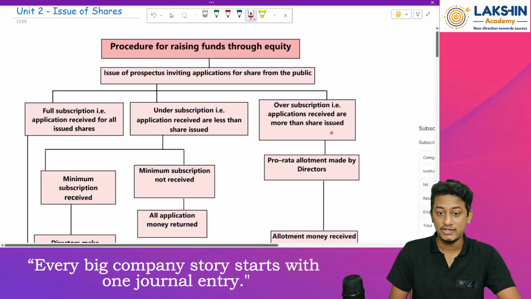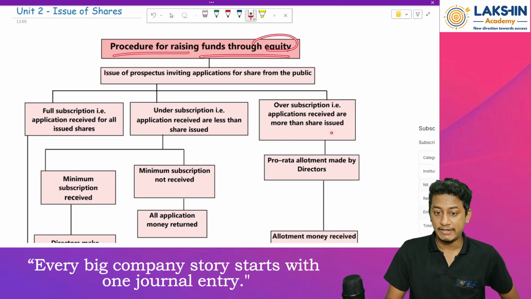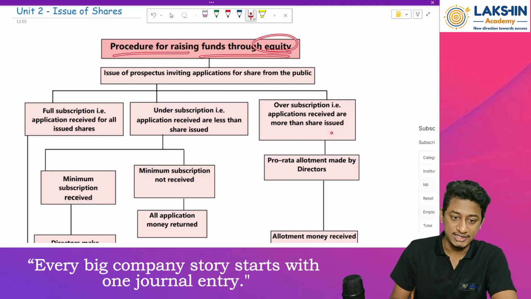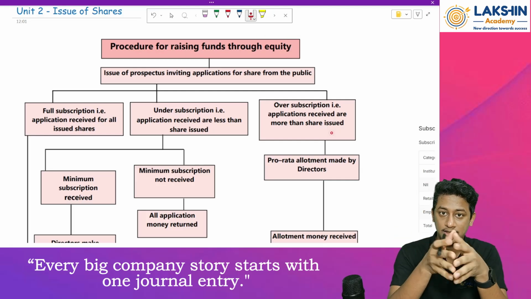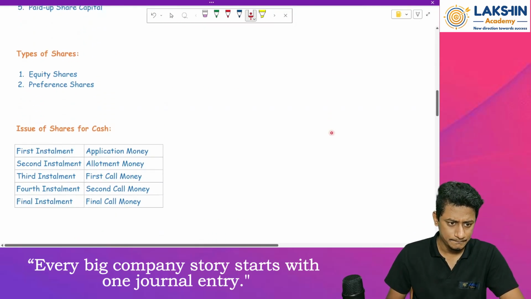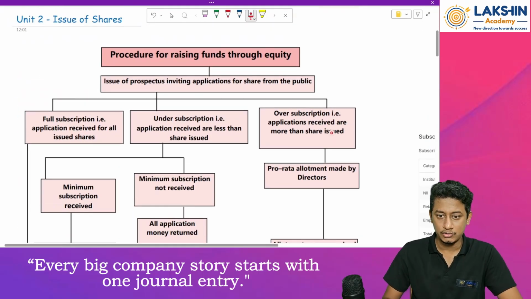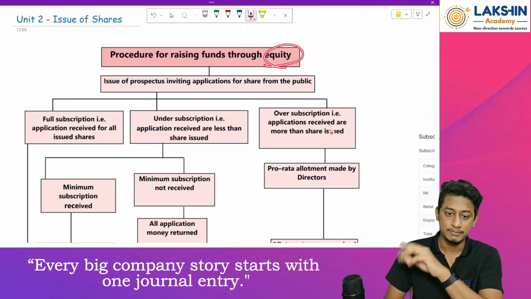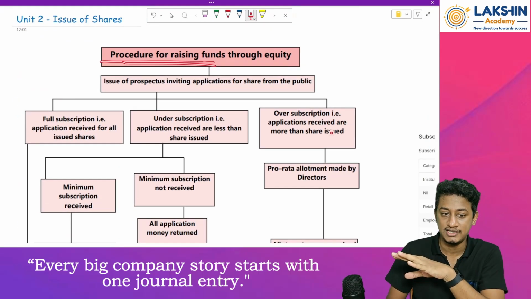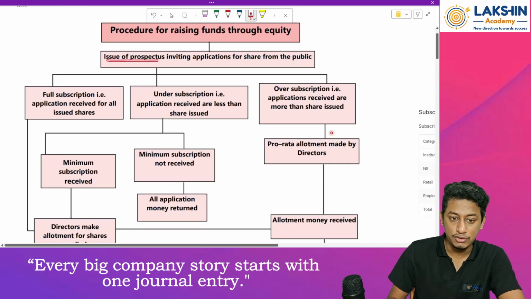Okay. So first of all, let us understand what is the procedure of raising funds through equity. Okay, let's start with equity only. Equity shares and preference shares are two types. I will explain equity and preference in the further slides, but now understand what is the procedure of raising funds. Okay, let's start. So we issue a prospectus inviting applications for shares from the public.